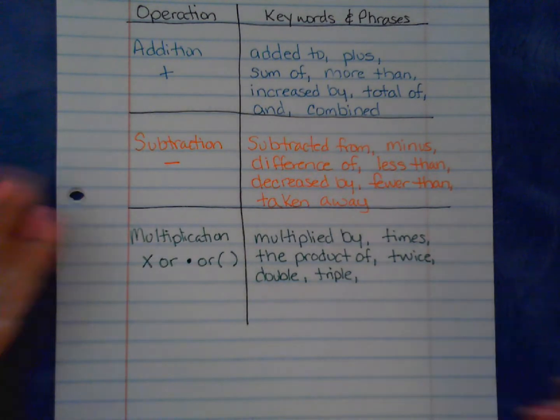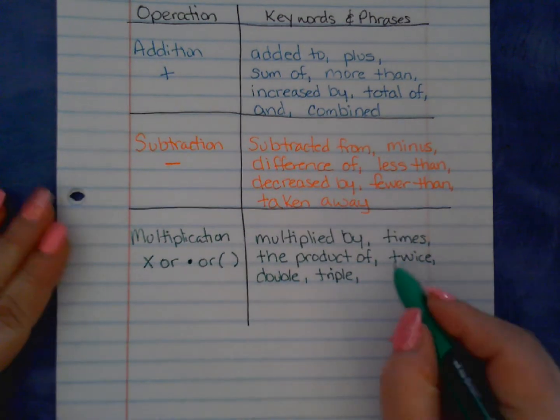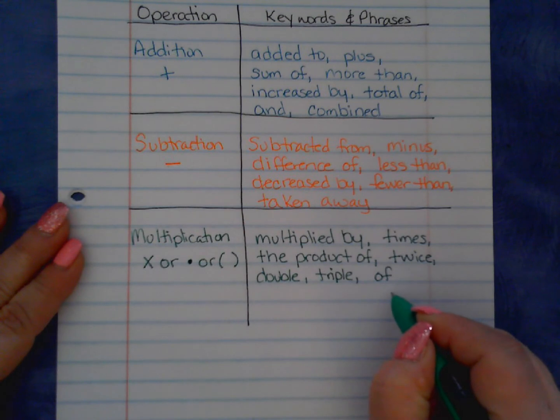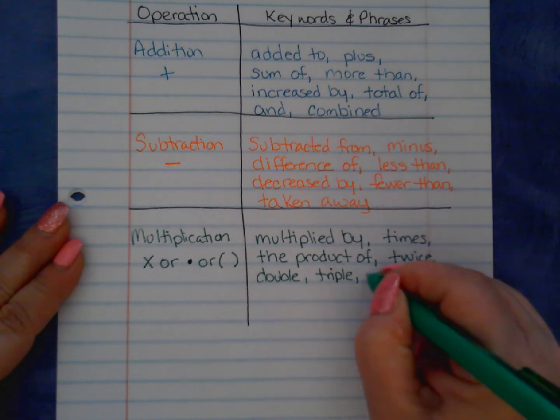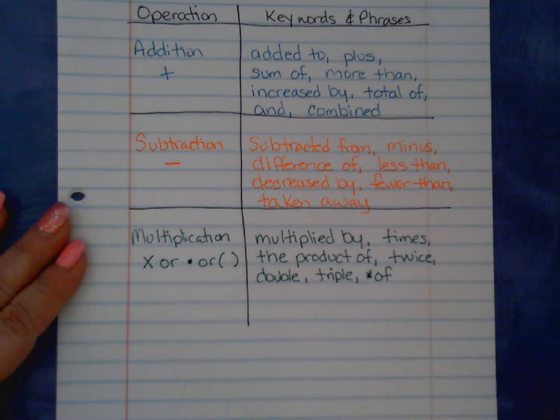Remember, we had a conversation a while back that when we're seeing word problems and we see the word of, very often it signifies multiplication. Put a little star next to that one. That one you really need to make sure you remember. Of. Alrighty.